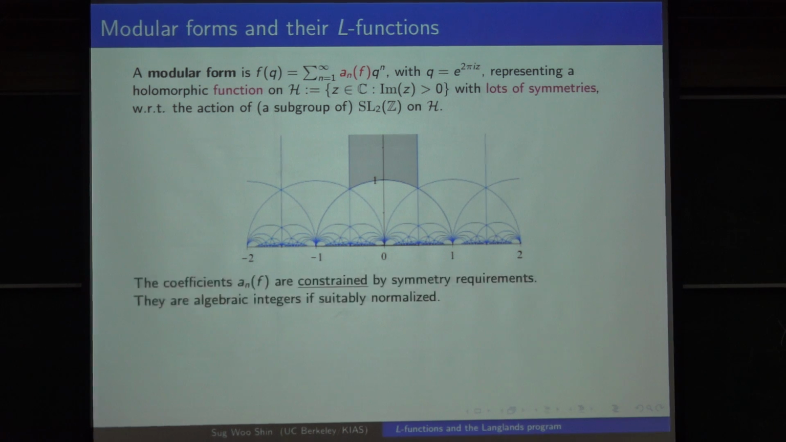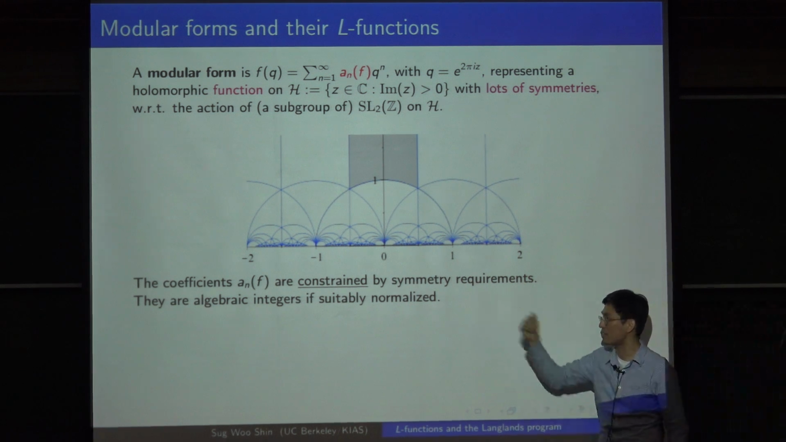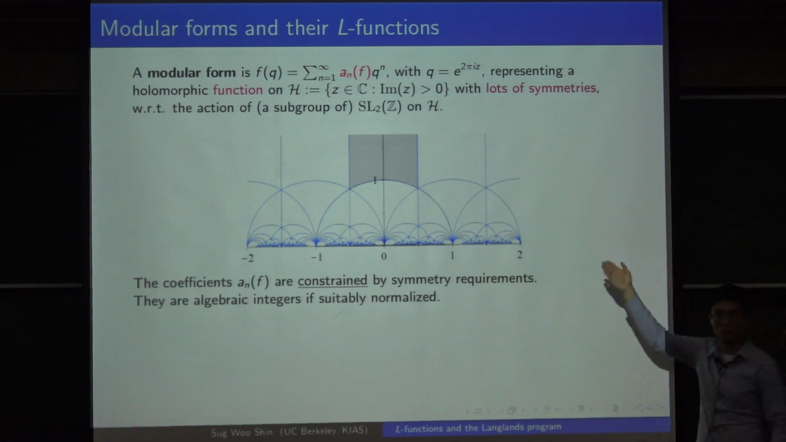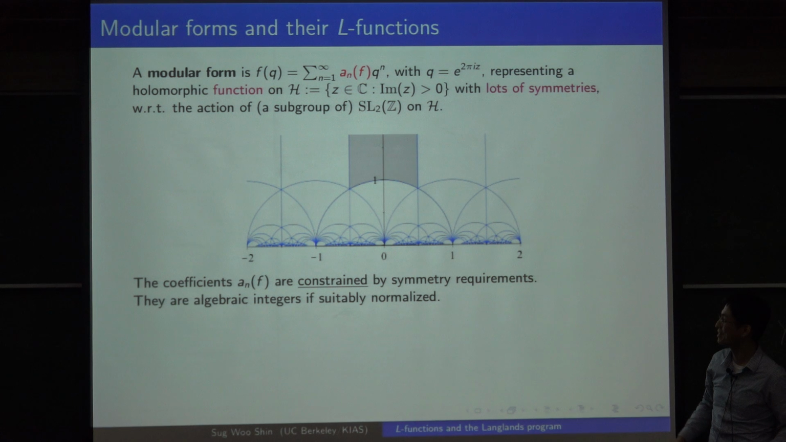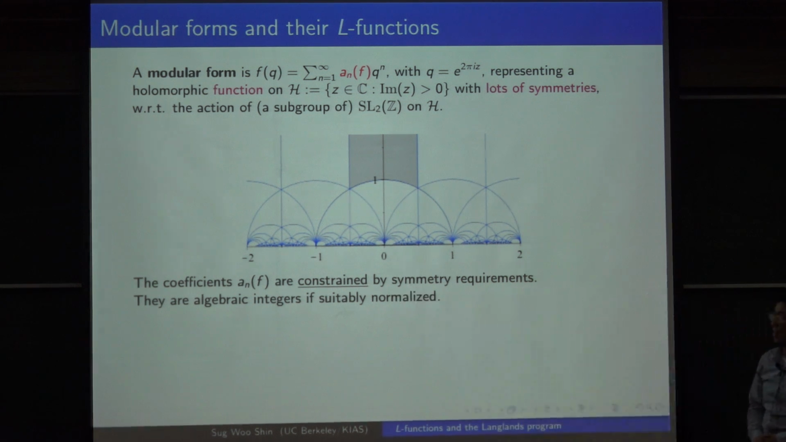So here are the points. Coefficients are constrained by symmetry requirements. And in fact, if you normalize it properly, in particular, if you scale the functions in a way that the first coefficient is equal to 1, and actually here I'm talking about cusp forms, for experts. Then, well, actually, these are algebraic integers, not just arbitrary complex numbers. So now we are kind of closer to number theory, right? So something is really happening there, right?